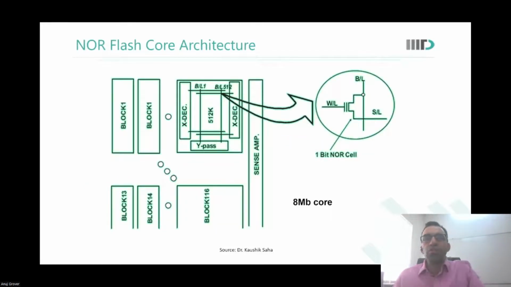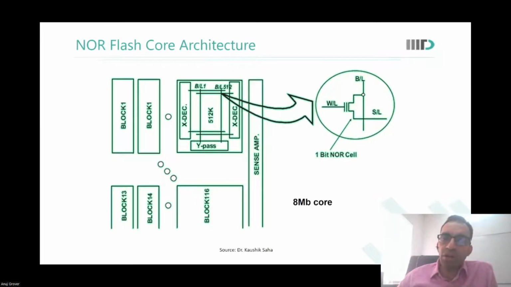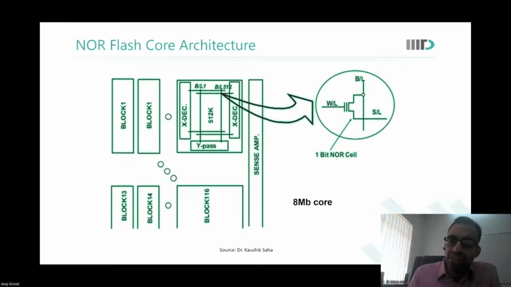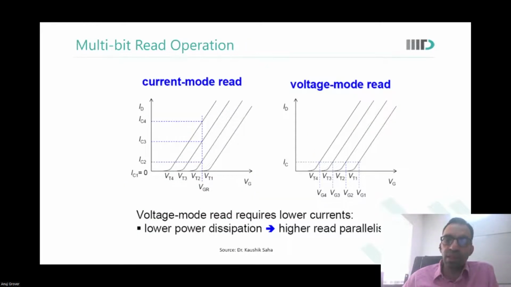Okay. So now in a NOR flash, then what you do? You organize the entire memory into blocks. And in every block, you have these NOR cells which are arranged with the help of row decoders and everything. Every cross section over here represents such a bit cell, such a flash cell over there.